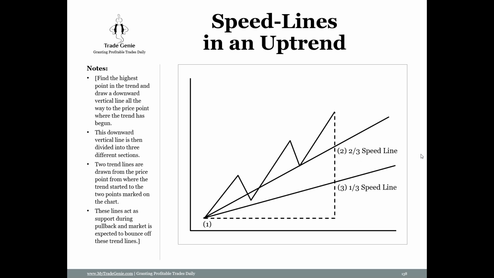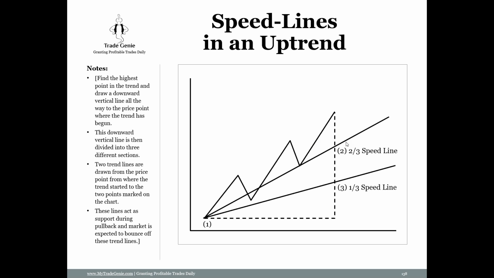So this is called the 2/3 speed line, and this is called the 1/3 speed line. So 1/3 and 2/3. Now there are various ways of figuring out where the market can drop, what would be my stop, where would be my re-entry, or where is the pullback level. That's what you're trying to determine.